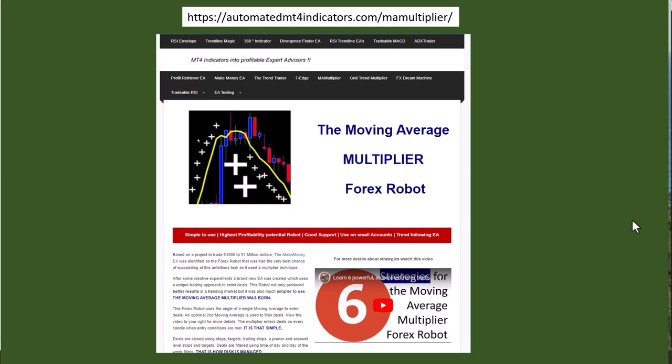We also created a trading robot called the Moving Average Multiplier Robot. There it is on your screen. As you can see, there are videos explaining how it works. What that does, it helps you multiply the trend. So as a trend happens, it helps you multiply the money you make in that particular trend and so on. So if it's going up, you just multiply your gains and you multiply your gains when it's going down.